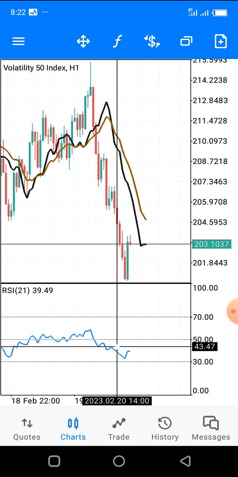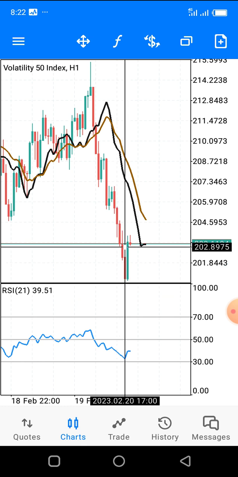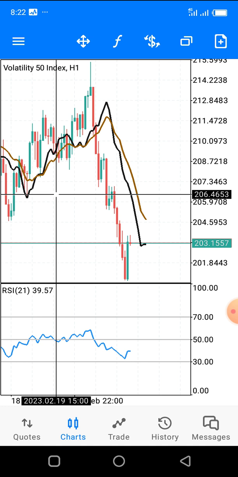Then the market starts falling. I missed out on this move. I wasn't observant enough. I was more focused on some other pairs.